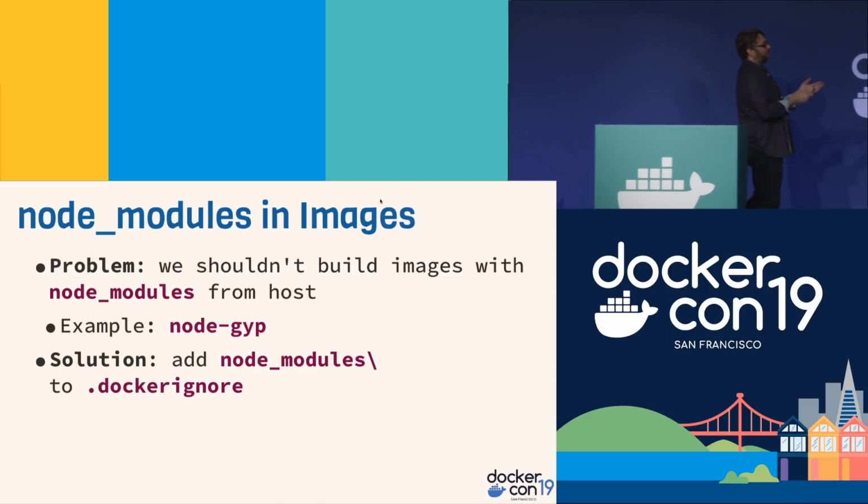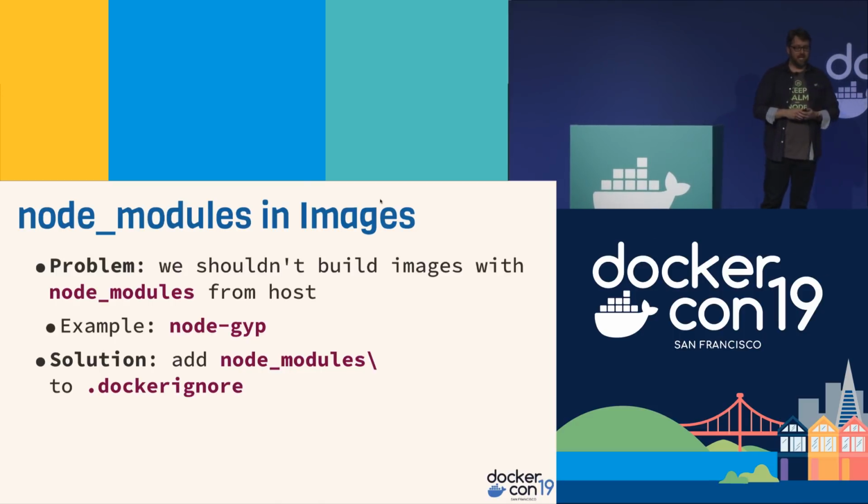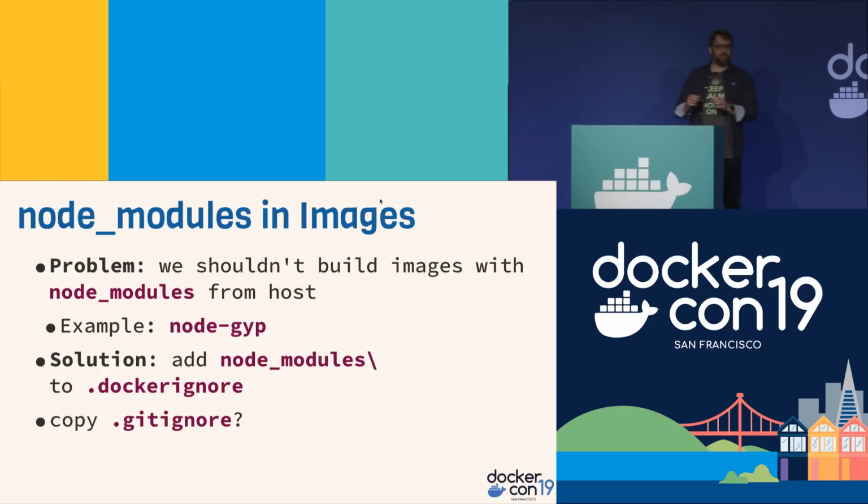And one of the simple ways to solve that problem is adding the Node modules to your Docker ignore to make sure that first it never goes into your image. You want your image to do the npm install. You don't want your Node modules from the host. So that's sort of step one.